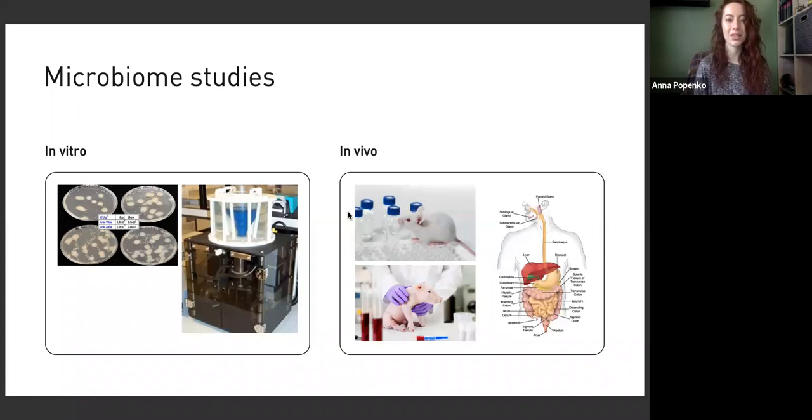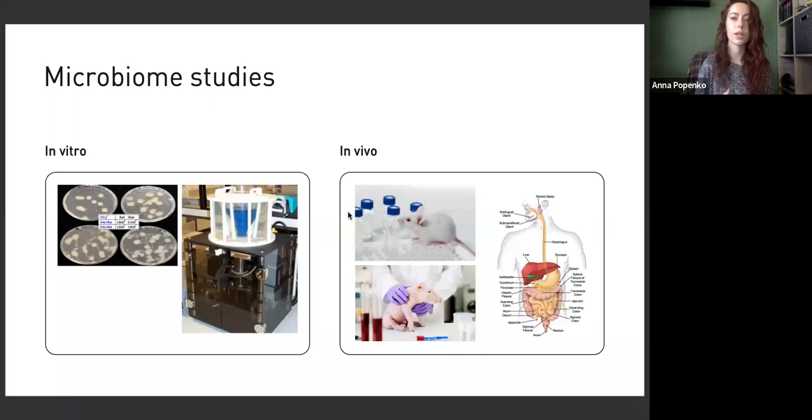Yeah, it looks really strange. It doesn't look like a gut, but it is. And it is a very advanced way of in vitro microbiome studies, very popular again recently. But still, the most applicable and used results come from in vivo studies, usually using model organisms like mice, pigs, which are very easy to cultivate, and the knowledge obtained from those animals can be applicable to humans, but yeah, with some restrictions.